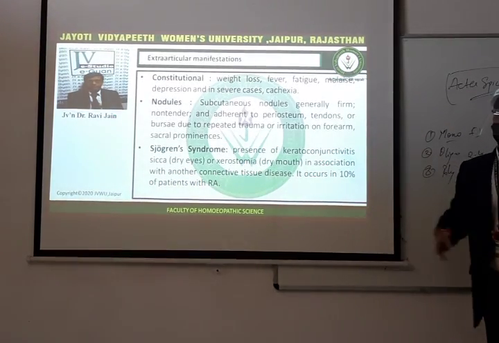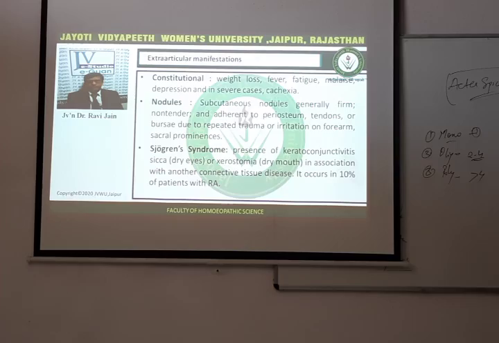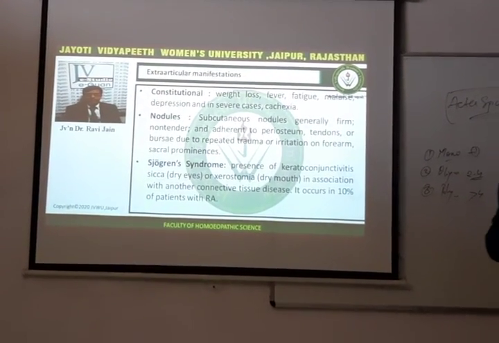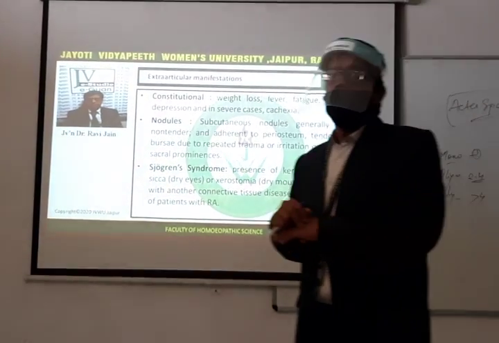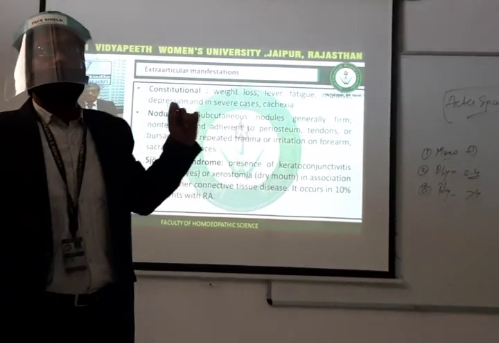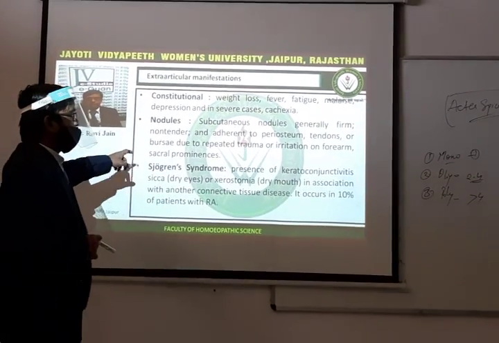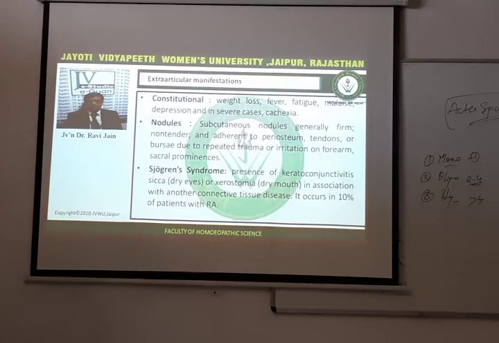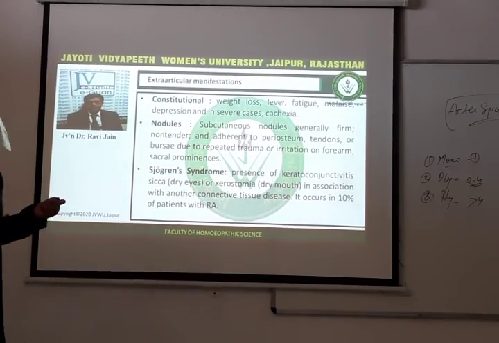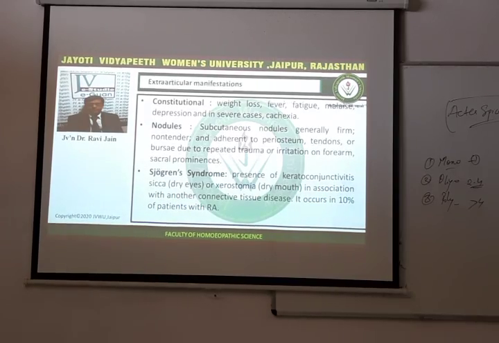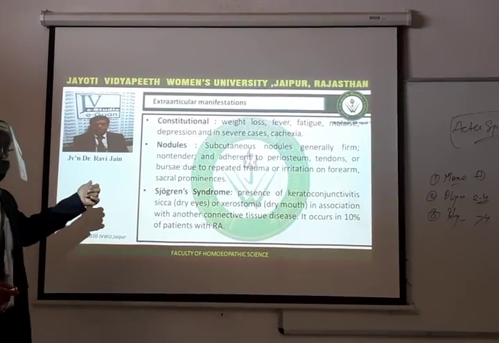What kind of nodules are present? We have subcutaneous nodules which are firm and non-tender. These are not painful. The nodules present in the body of a rheumatoid arthritis patient are non-tender, meaning they are not painful on pressure. And these are adherent to the periosteum, tendons, or bursae. Due to repeated trauma or irritation, these are formed on the forearm and sacral prominence.